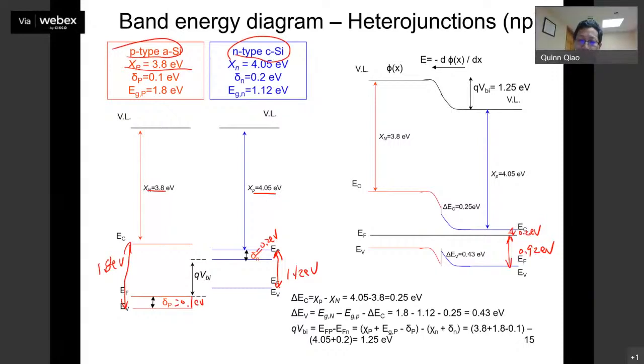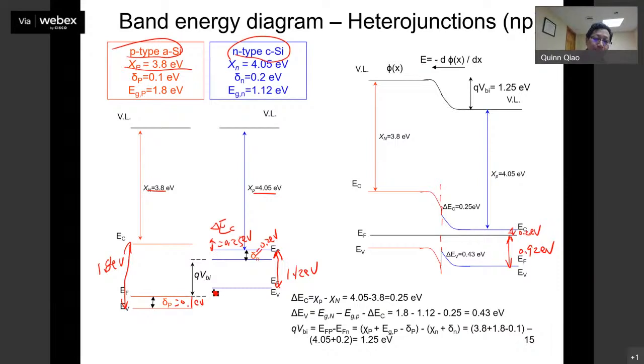And then on the left side, initially it should be collected together, right? But if you know the junction, the interface happens here. Because you offset here, the left side is higher than the right side, right? How much difference? That's equal to 4.05 minus 3.8, which is 0.25 eV. That's delta EC, equal to 0.25 eV, okay?